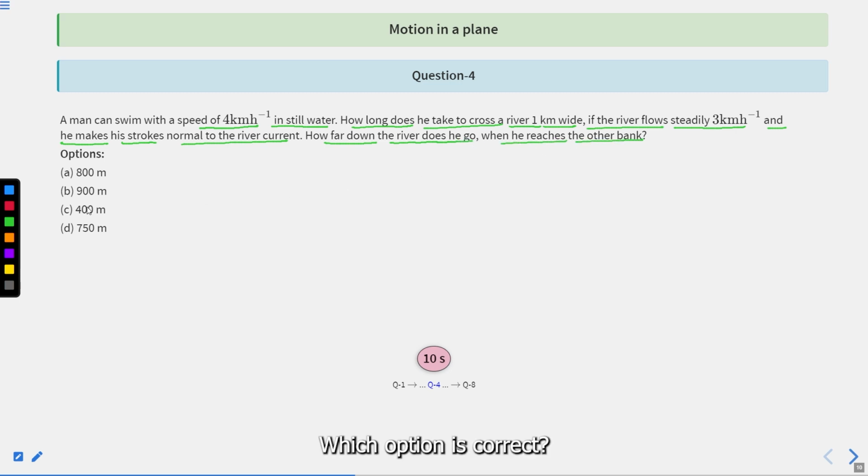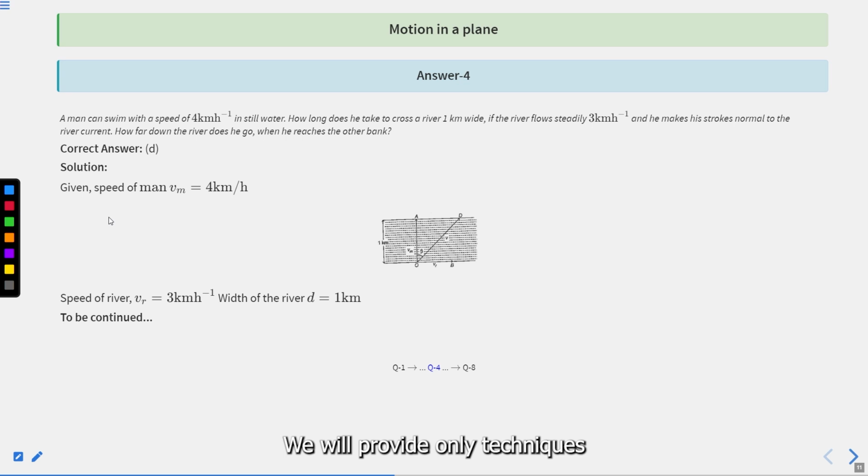Clear? Which option is correct? A, B, C, D. A is 800 meter, B is 900 meter, C is 400 meter, and D is 750 meter. Read the question carefully. After that, we will provide the solution. You have 10 seconds. Let's see the solution. We will provide only techniques to solve the question.